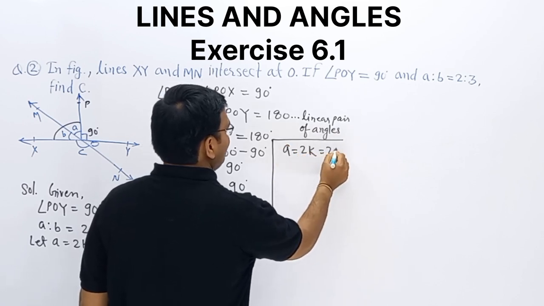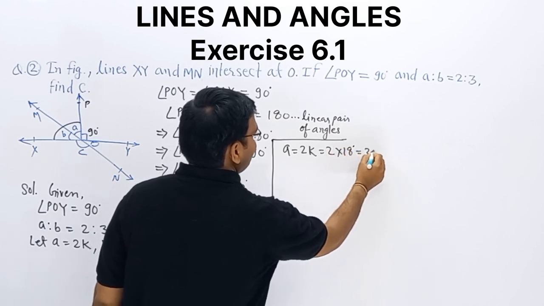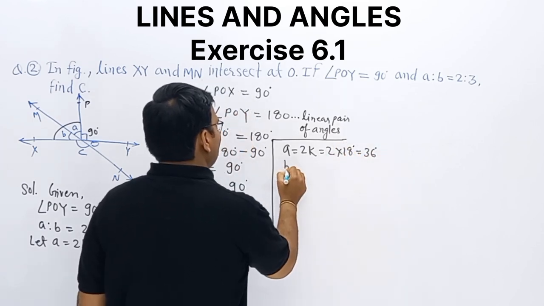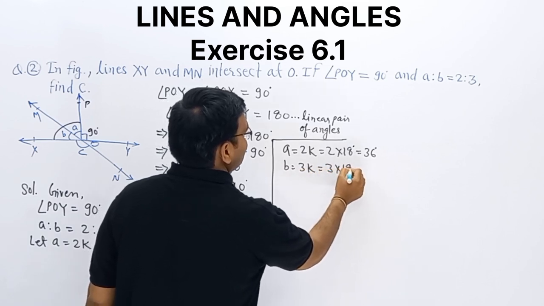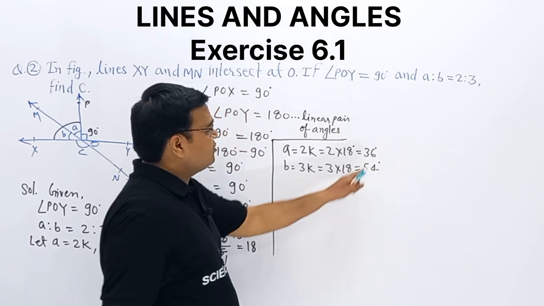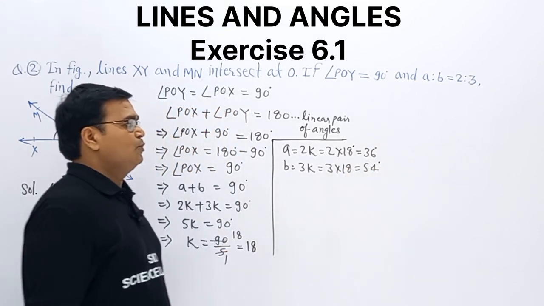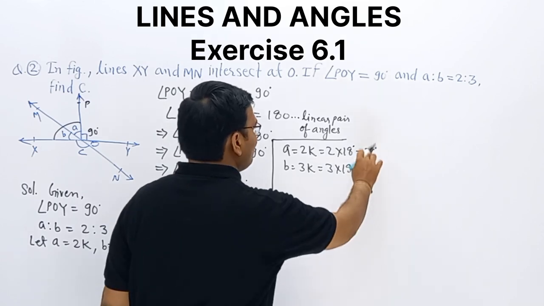2K. So 2 into K is 18 degrees. So once we solve, what are we getting? 36 degrees. B equals 3K. 3 into 18 will be 54 degrees. Sum of both: 6 plus 4 is 10, 0, 1 is remaining, 5 plus 1 is 6, 6 plus 3 is 9, 90. The sum of both will be 90.